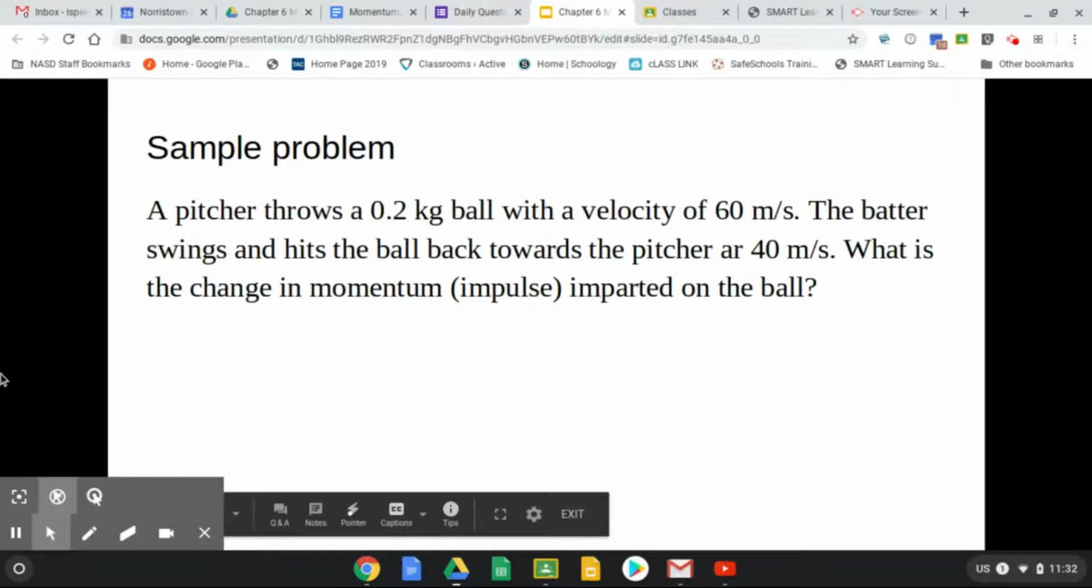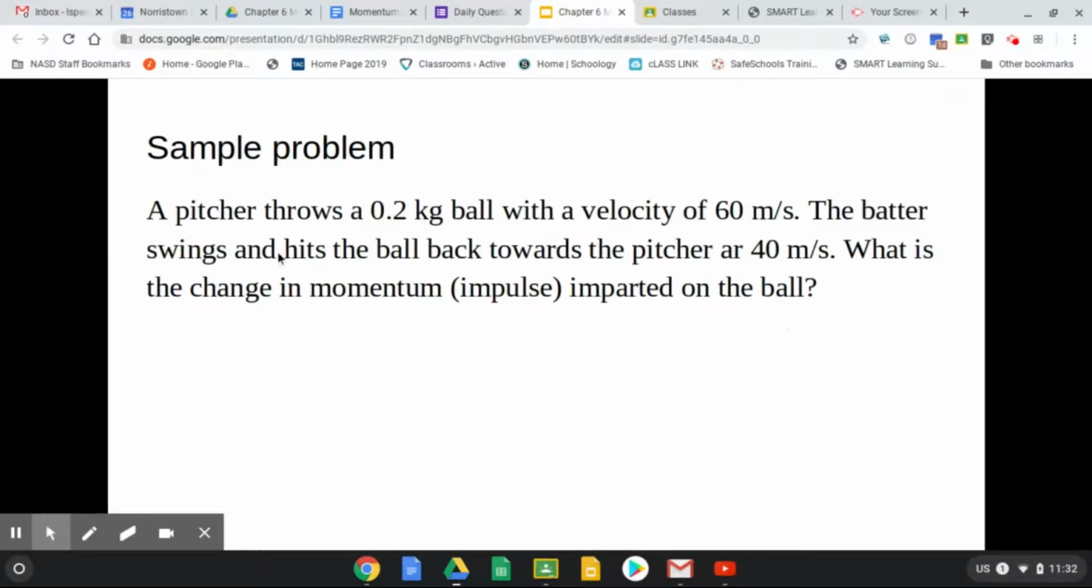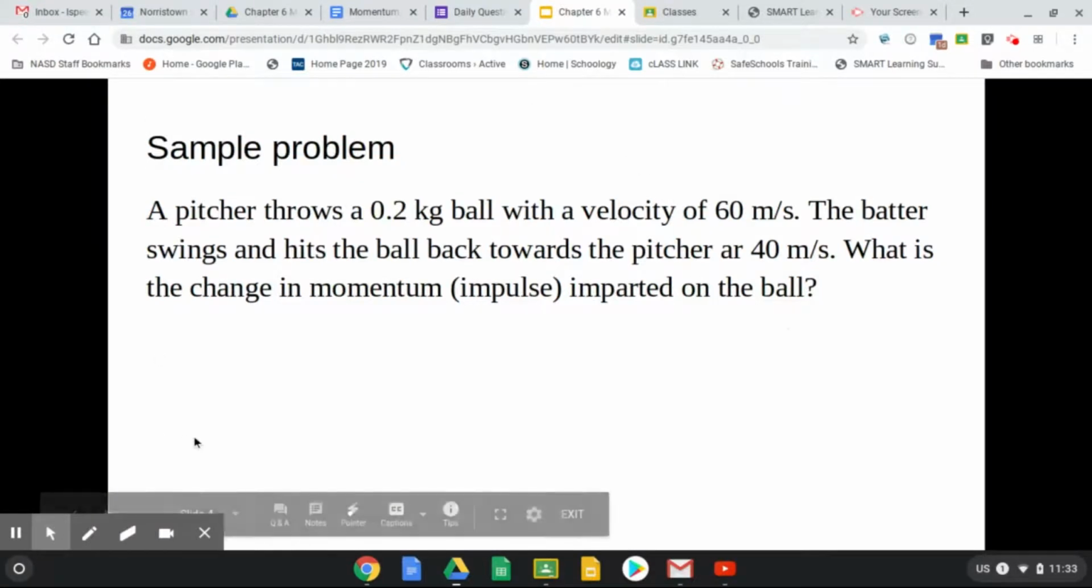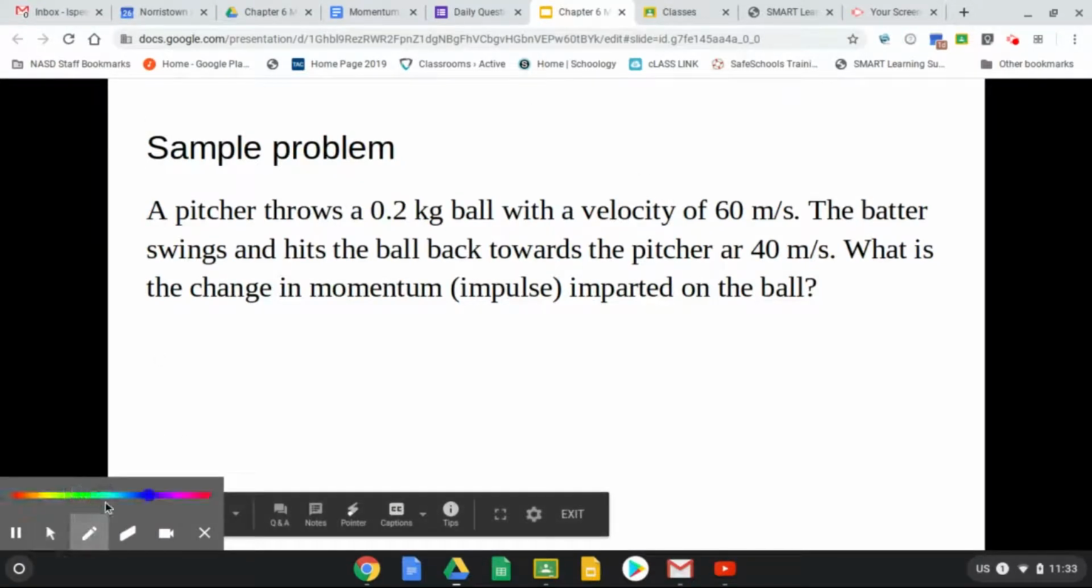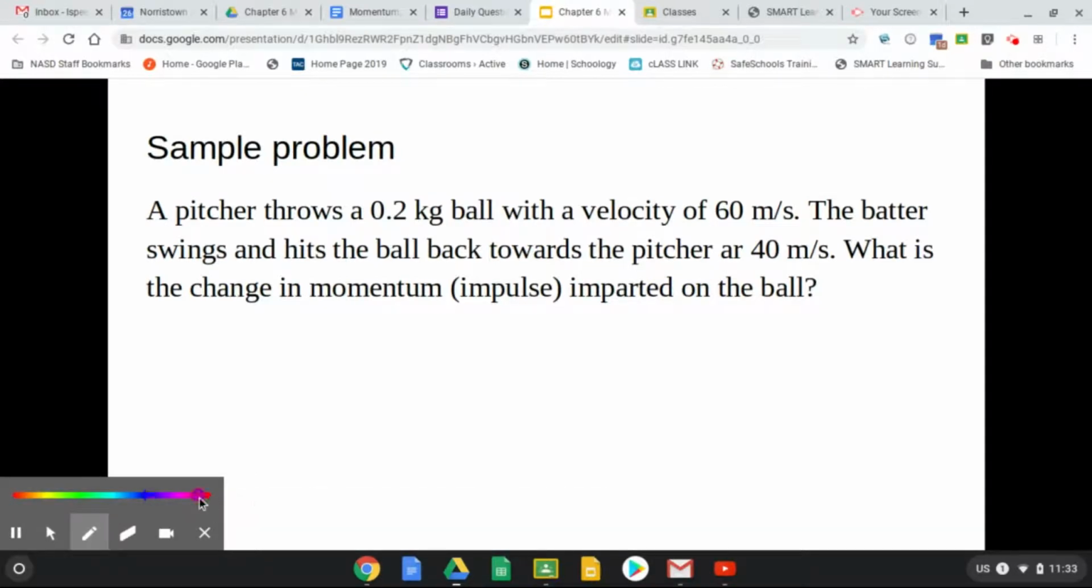Okay, time for a sample problem. A pitcher throws a 0.2 kilogram baseball with a velocity of 60 meters per second. The batter swings and hits the ball back toward the pitcher at a velocity of 40 meters per second. What is the change in momentum, the impulse, imparted on the ball?